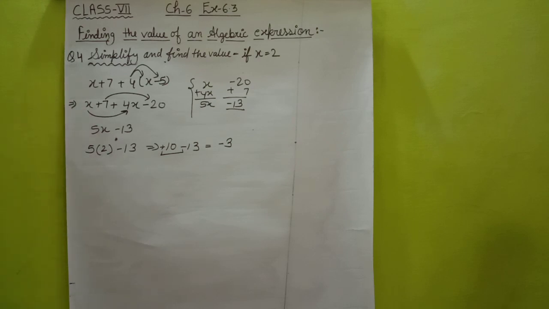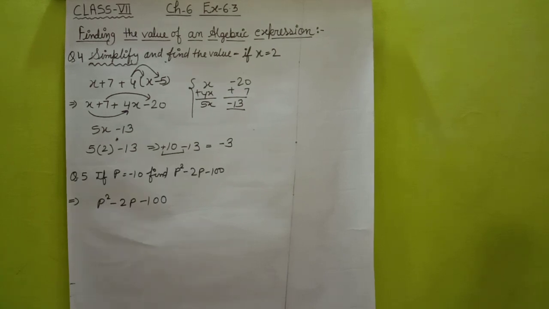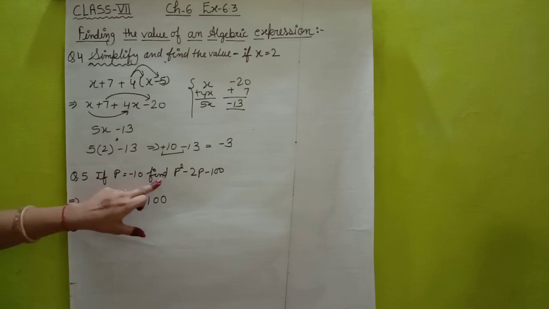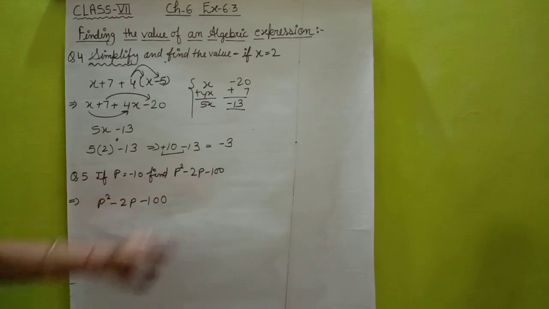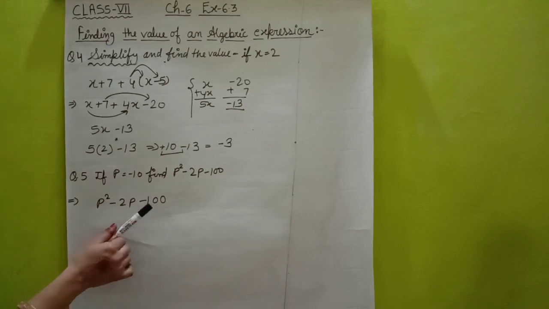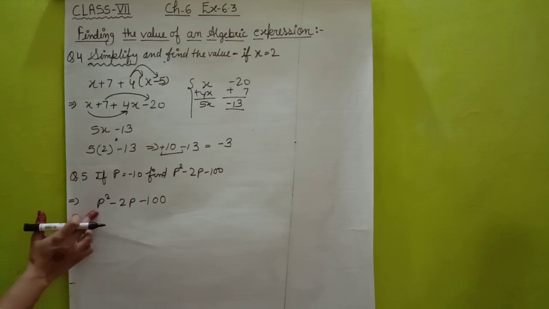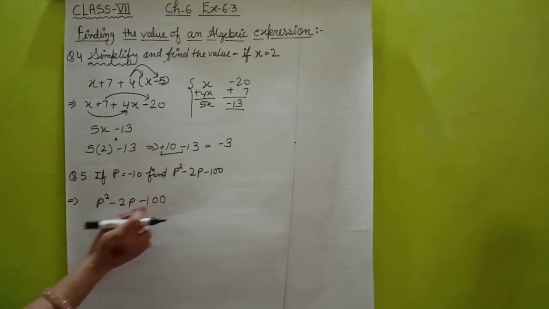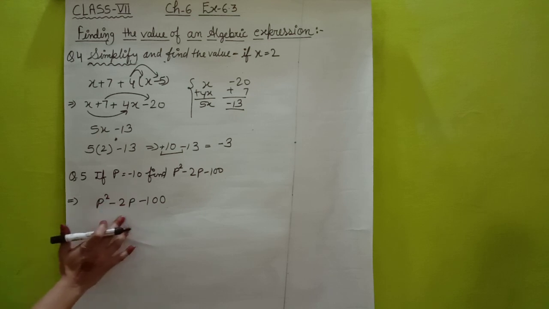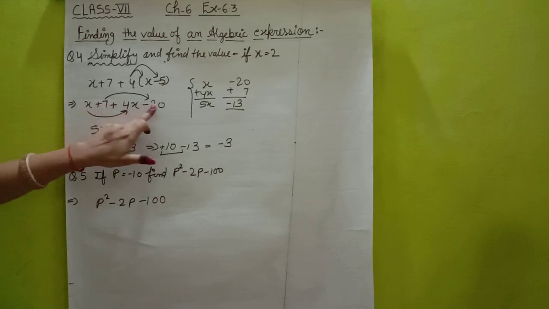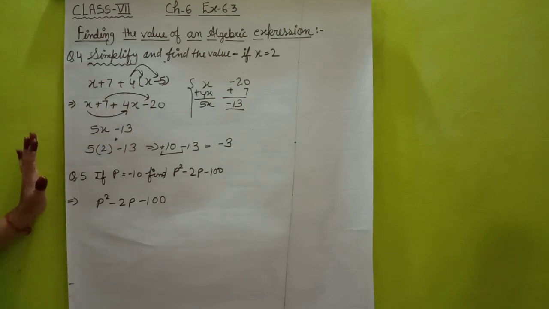Students, now question number 5. In question number 5, students, if p is equal to minus 10, find p square minus 2p minus 100. This is already simplified because you can see here p square is only p square, no other value with p square is given, and 2p is the only value. But in the previous question you could see two values of x were given and two constant numbers were given. That's why we simplified there.